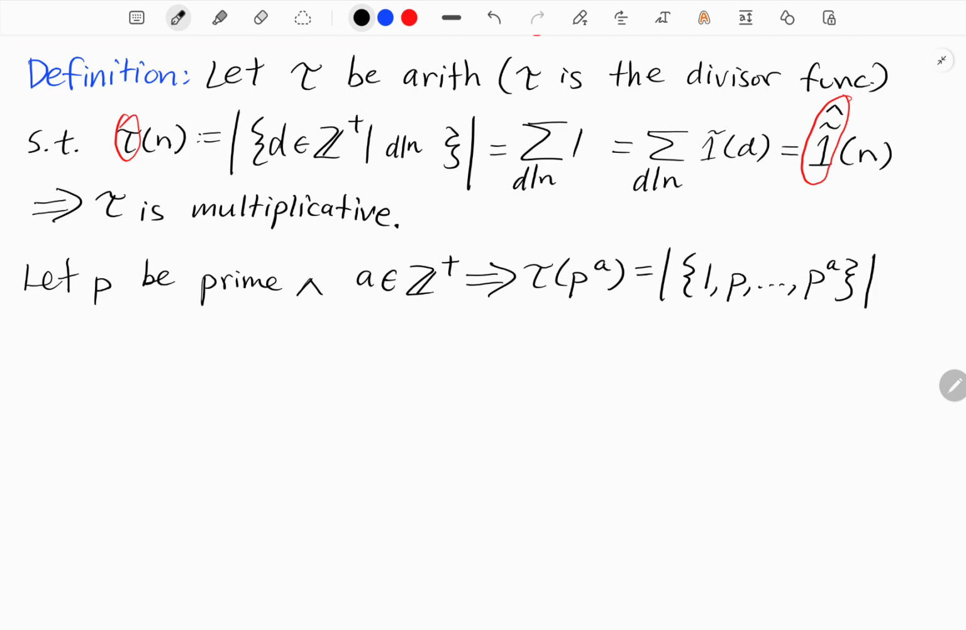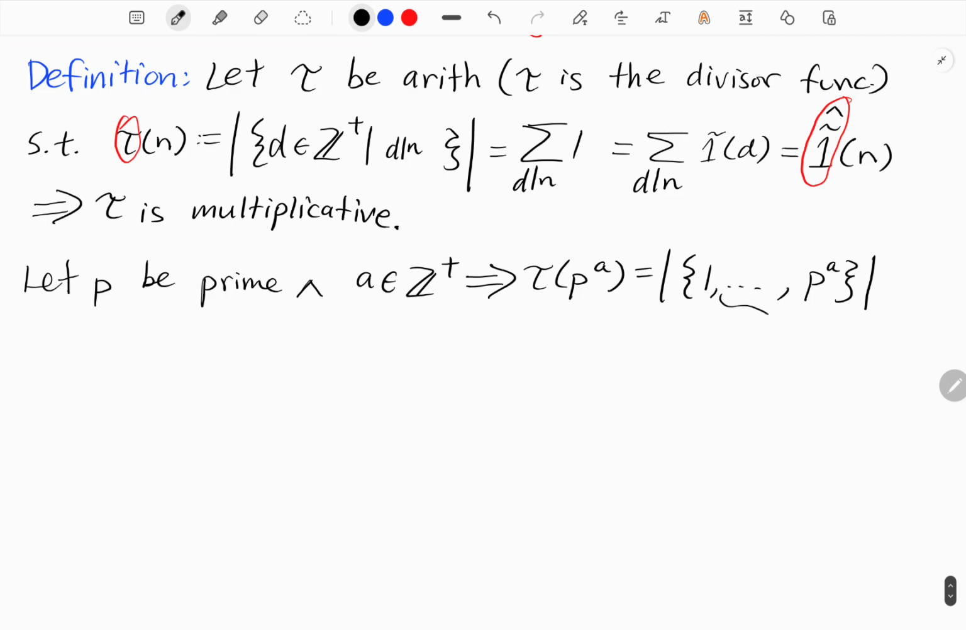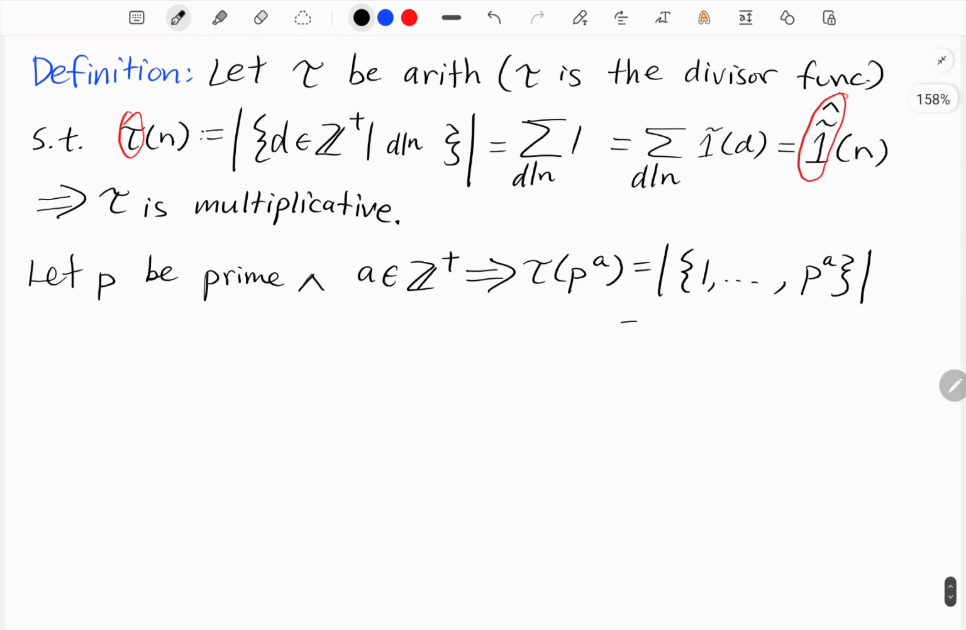So how many is this? Well, I'm just going to say 1, dot, dot, dot, because a is a positive integer, so a could equal 1 here. But 1 is p to the power of 0. So if there are a numbers here, and one number here, then in total there are a plus 1. Because 1 is the same thing as p to the power of 0, so we have 0 all the way up to a, so that's a plus 1 of them. Okay.